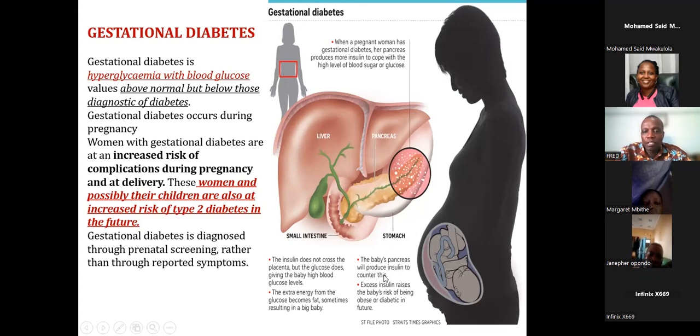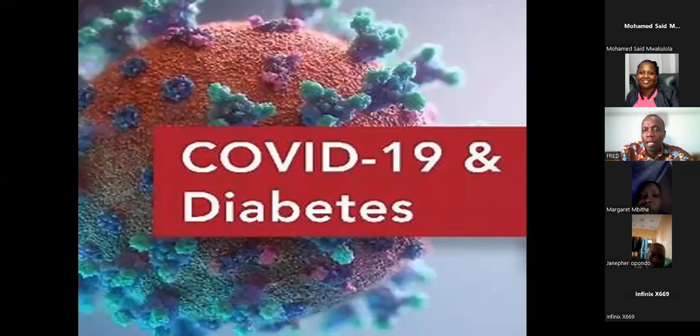The baby's pancreas will produce insulin to counter this. Excess insulin raises the baby's risk of being obese or diabetic in the future. So that's gestational diabetes. Those are the key forms of diabetes, the main ones. But there's a new one that came up during the COVID-19 period, the pandemic.